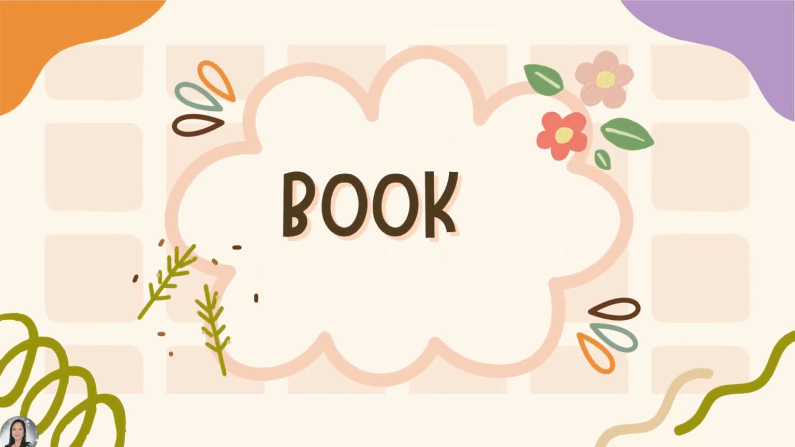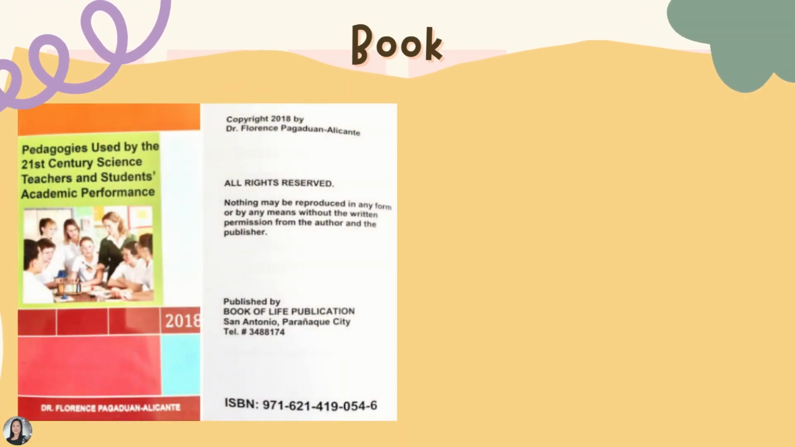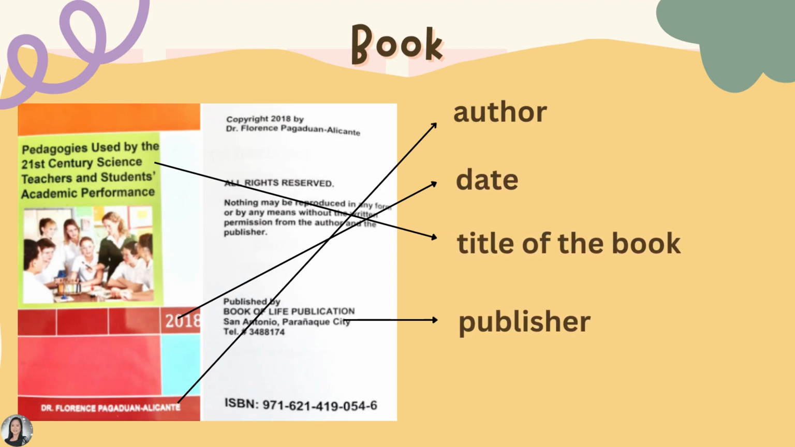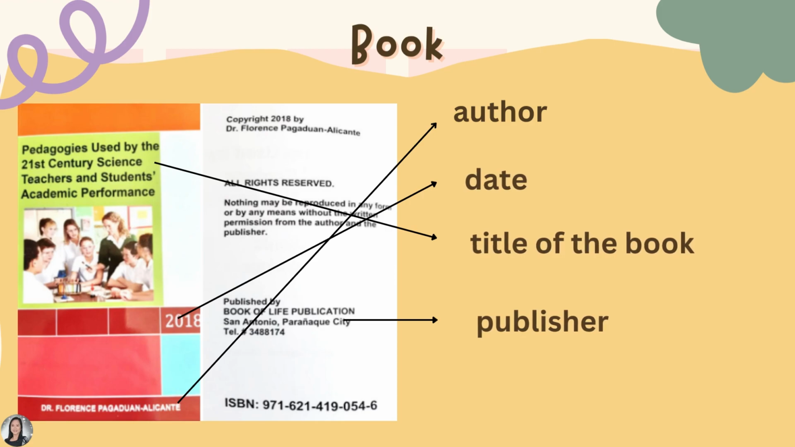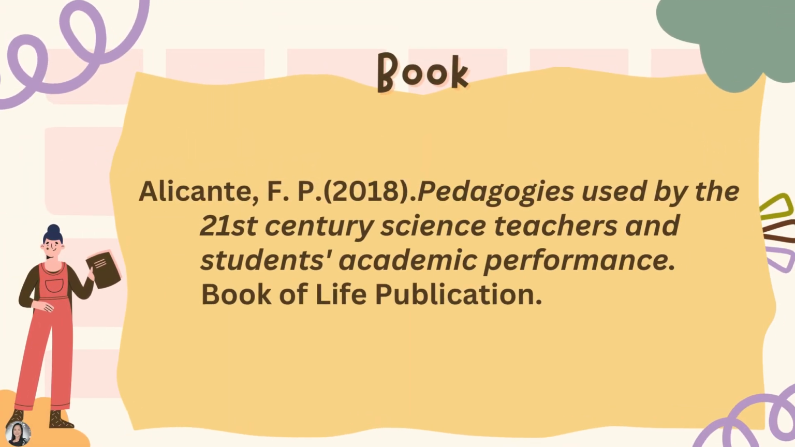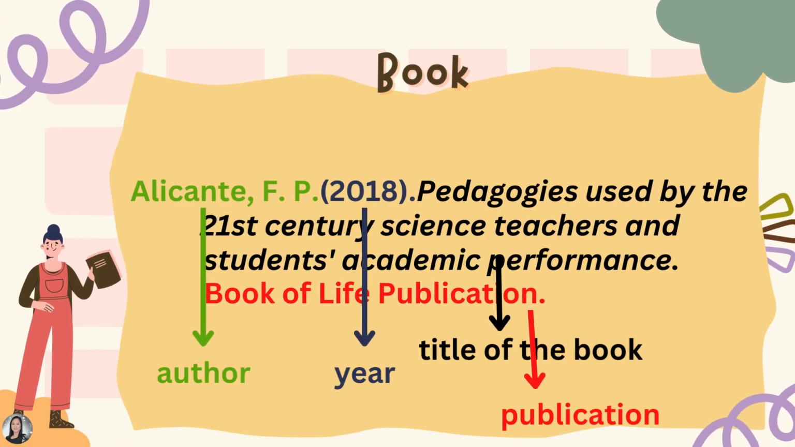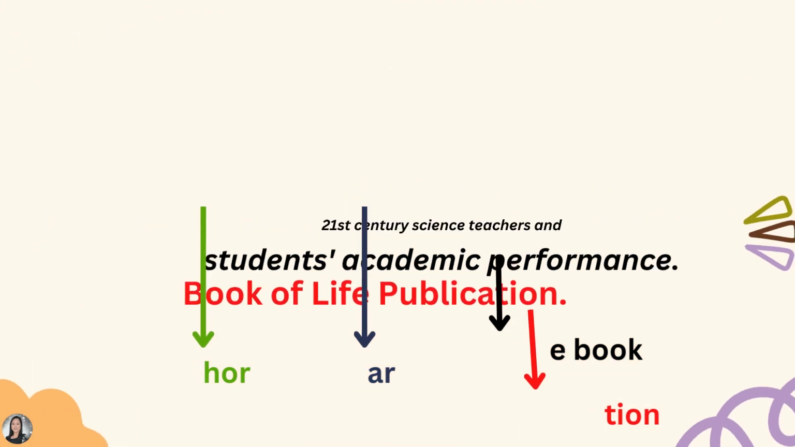Now, let's talk about writing a reference taken from a book. This is an example of a book. Look for the author, the date, the title of the book, and the publisher. Then begin writing the reference like this. Author first, followed by the year, which is enclosed in parentheses, the title of the book, which is written in italics and sentence case, and the publisher. Take note that in the 7th edition, the place of publication is no longer included.